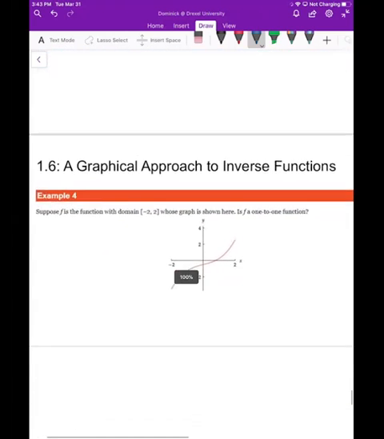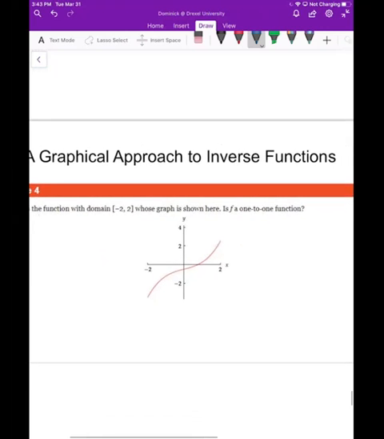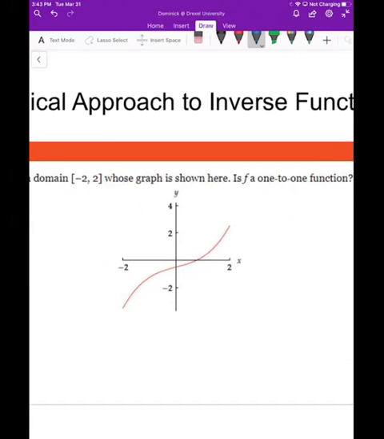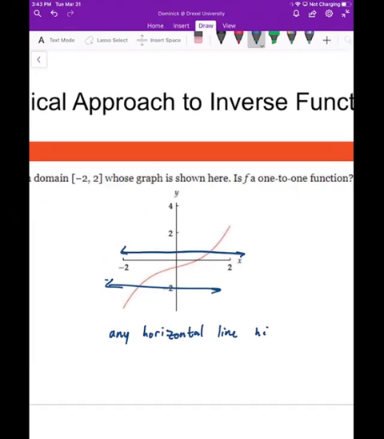All right. Now, if we look at this function here, would this be one-to-one? Well, yeah, sure, because any horizontal line that I draw only hits one time. So any horizontal line hits only one time. So f is one-to-one. All right. And it's that simple.